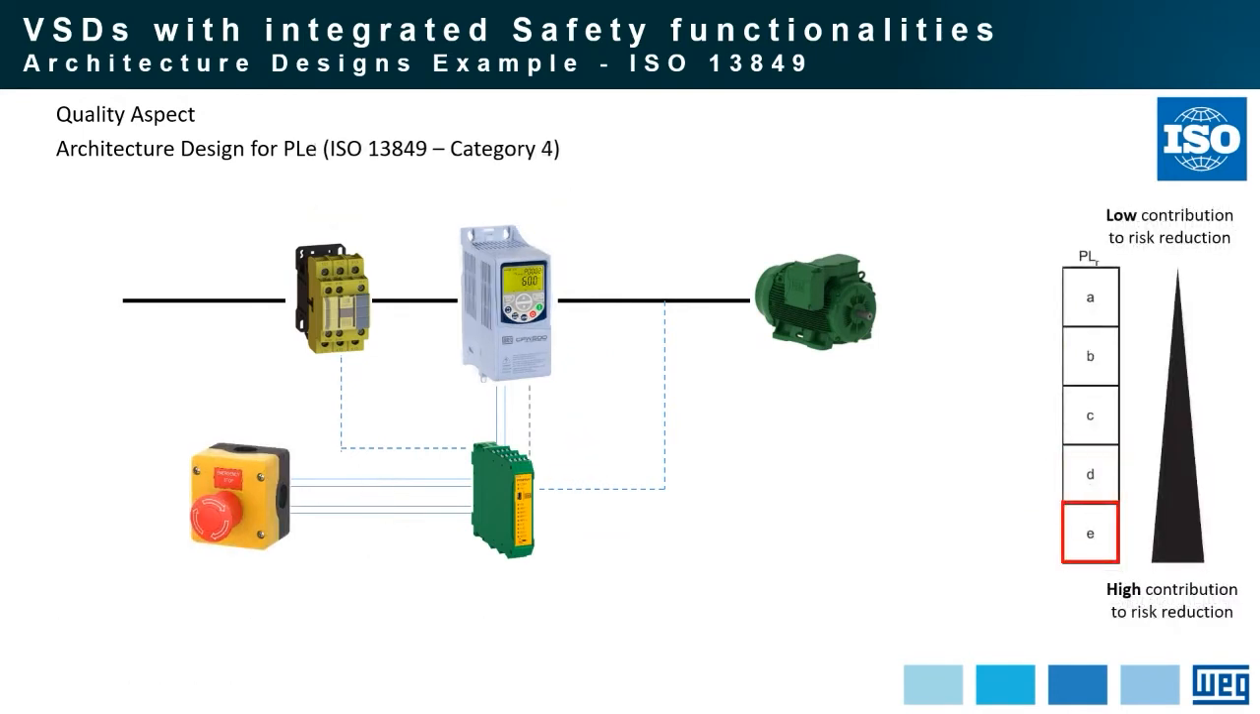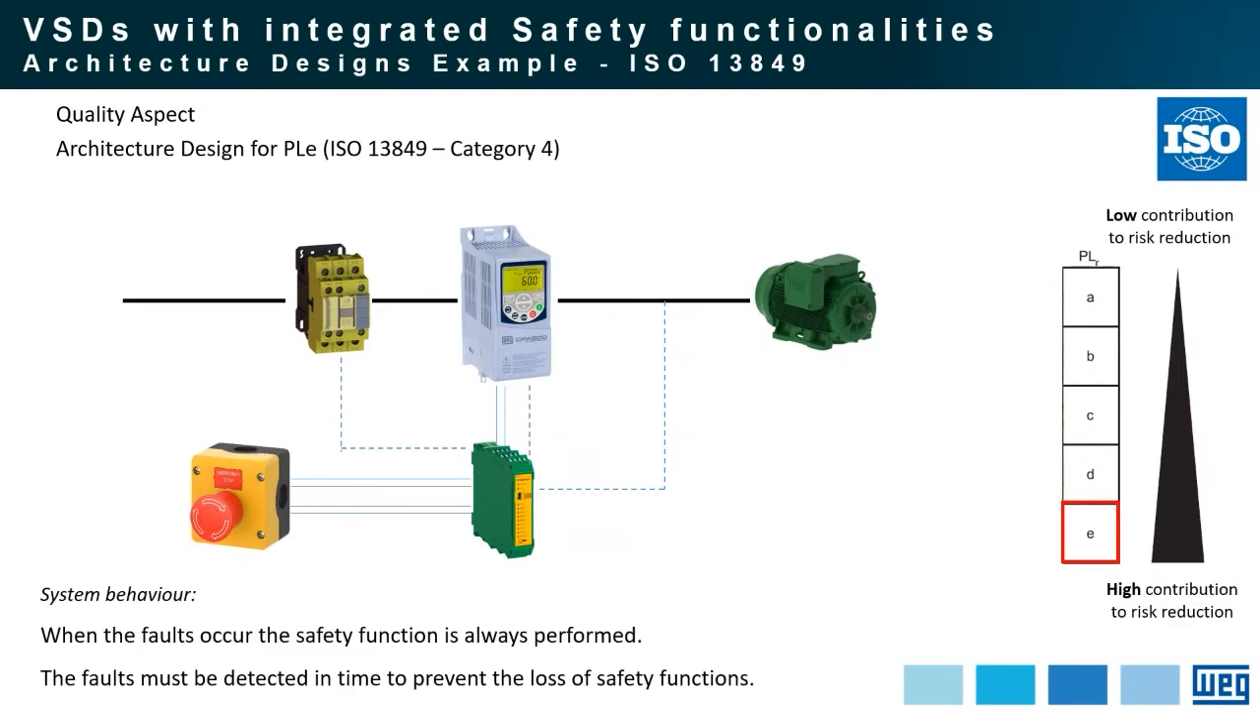Concerning performance level E, we can have additional devices here, like a safety PLC. And why is this required in some applications? Because the system behavior is defined as: when faults occur, the safety function must always be performed. And so it does not matter where the fault occurs, the system and the machine must have proper self-monitoring to detect the failure, making sure that the motor will be switched off safely.